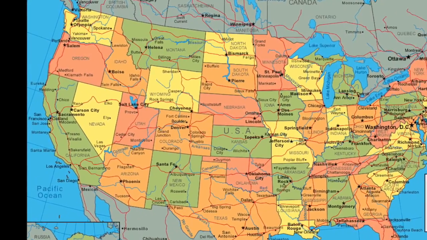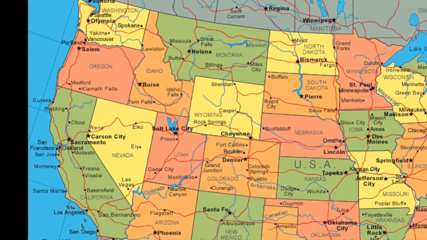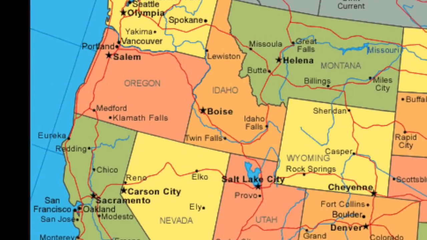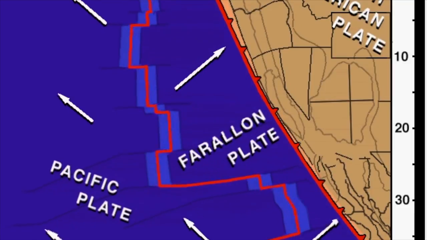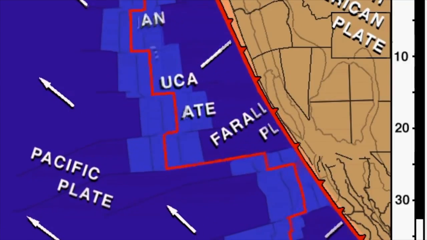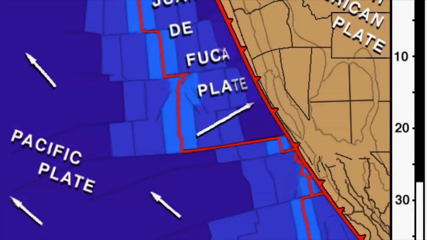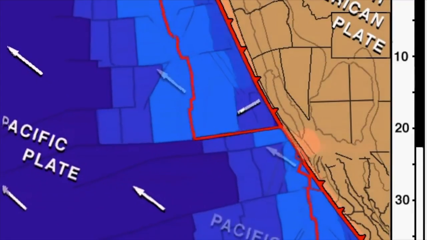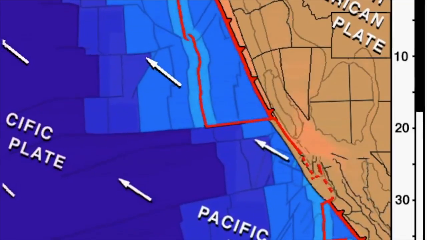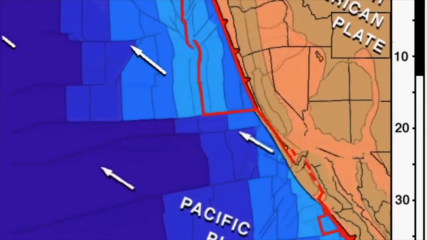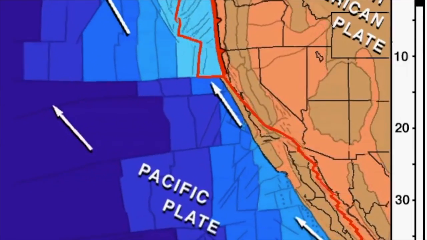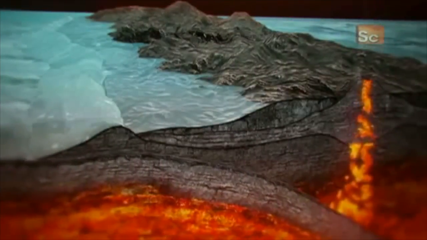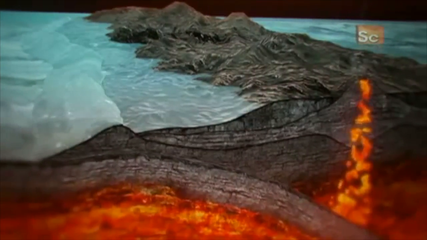Today, we're going to be talking about volcanic activity in the United States, specifically in Oregon. The volcanoes in Oregon were formed by a subduction zone between the North American plate and the Farallon plate, which later became known as the Juan de Fuca plate. This is an example of a subduction zone which created the volcanoes in Oregon.